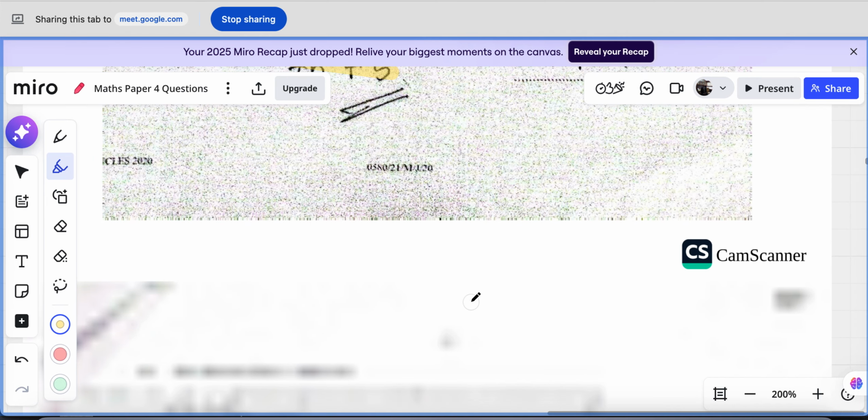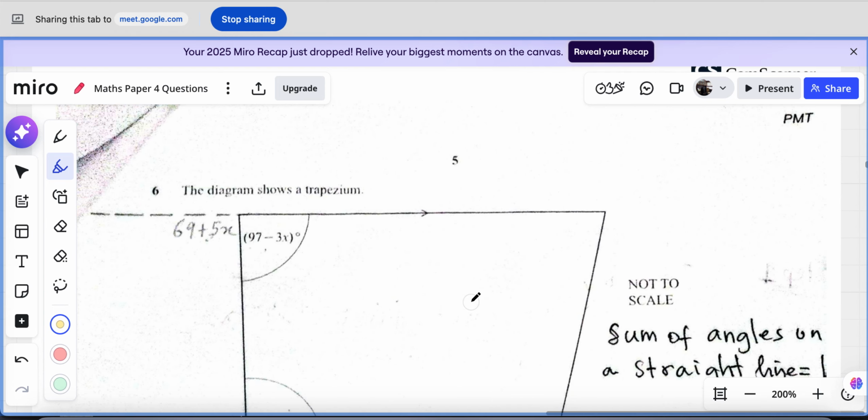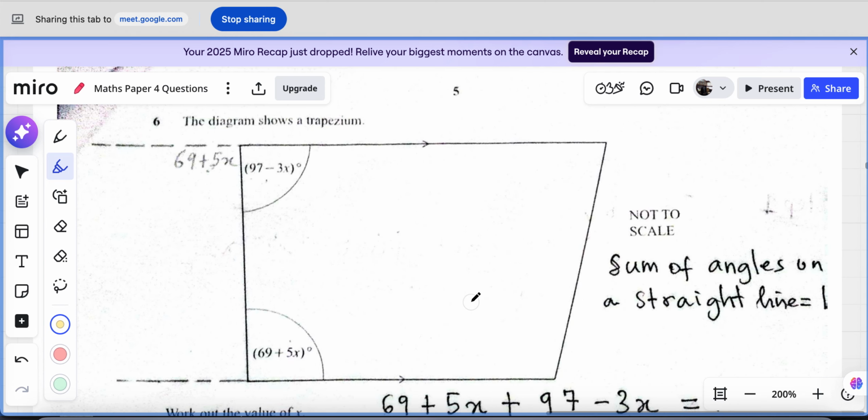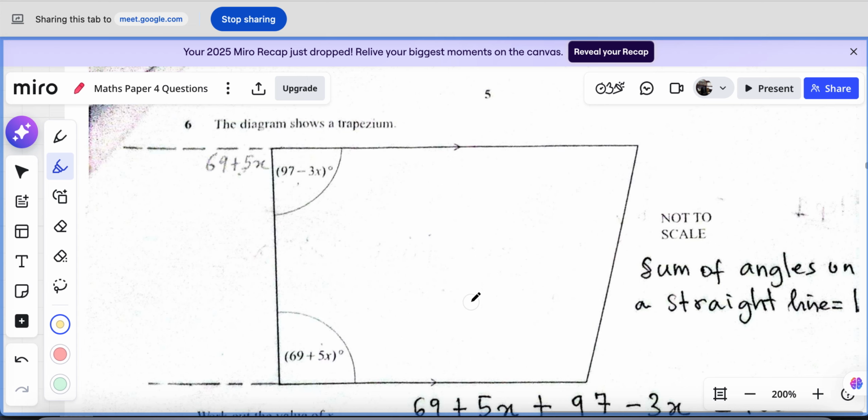Now let's move to the next question. Question number 6. This is geometry. Let's go to question number 6. Now, you see, we extended this line. It was just a quadrilateral that was drawn for us. You may say it's a trapezium, which it actually is. And you can see these two lines are parallel to each other. These two lines are parallel. So we extended it.